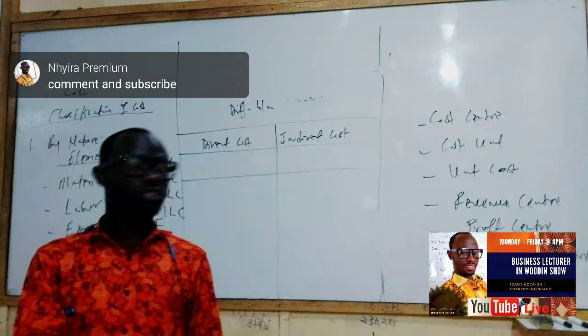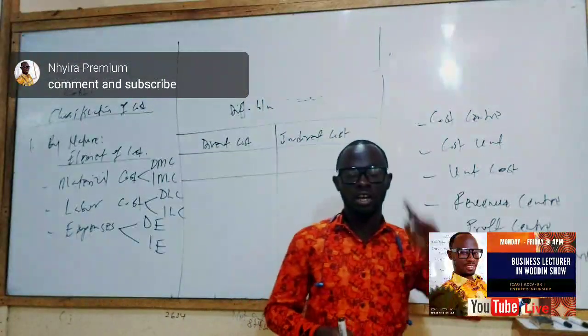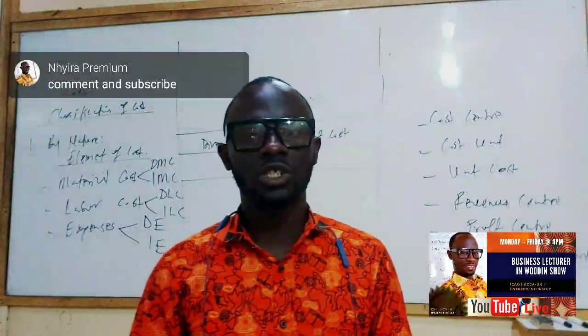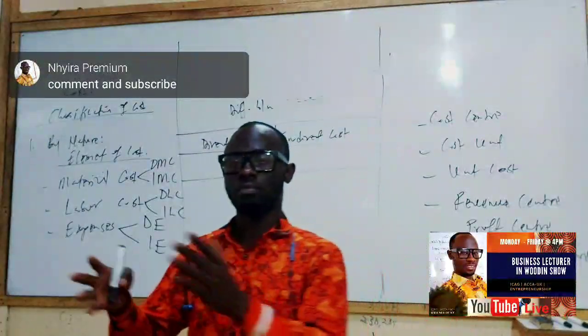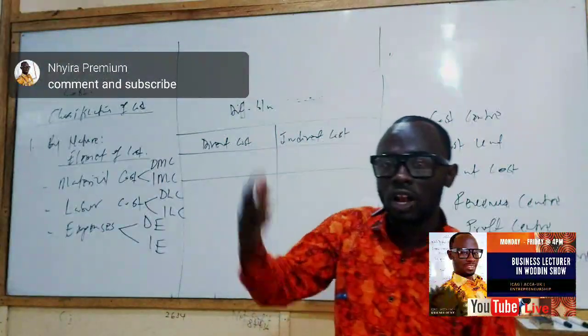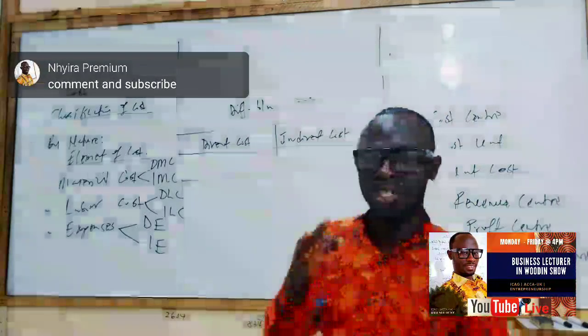So, like I was giving you the differences between direct cost and indirect cost. The first thing we spoke about is what? Traceability. That the direct cost can be traced or allocated to a particular cost center or cost unit, whilst the indirect cost cannot be traced to a cost unit.